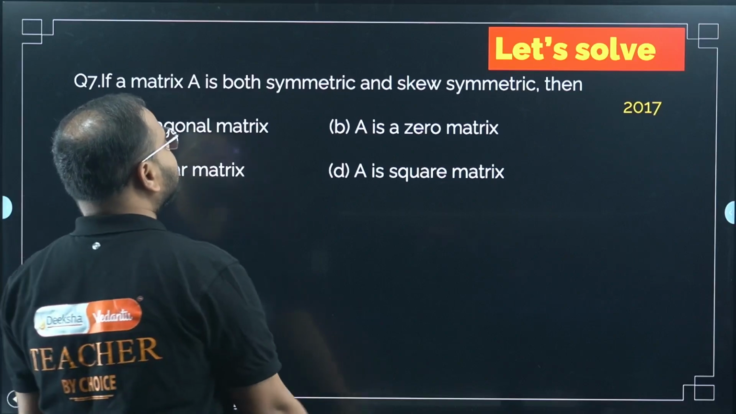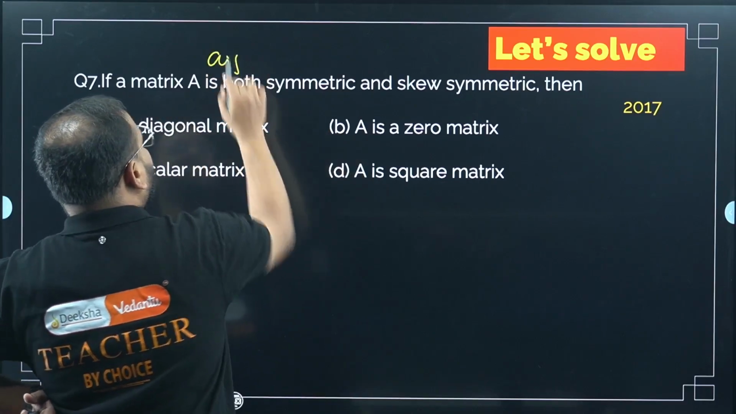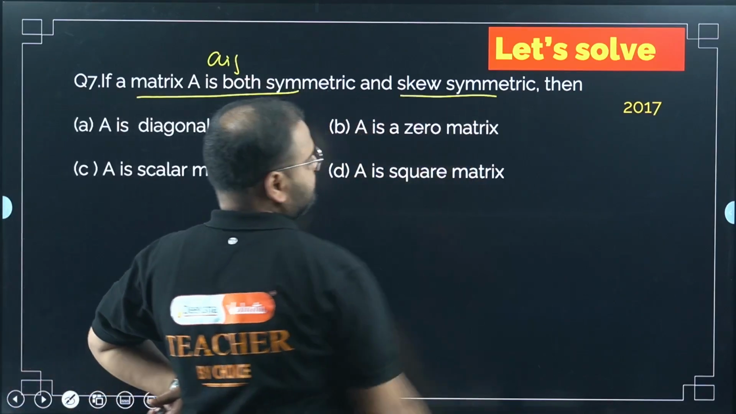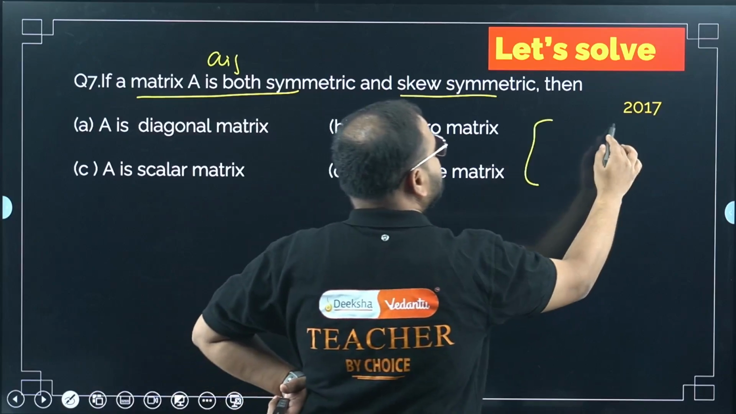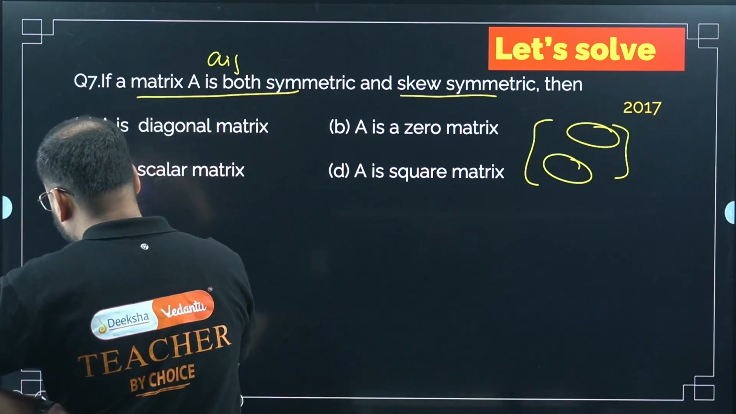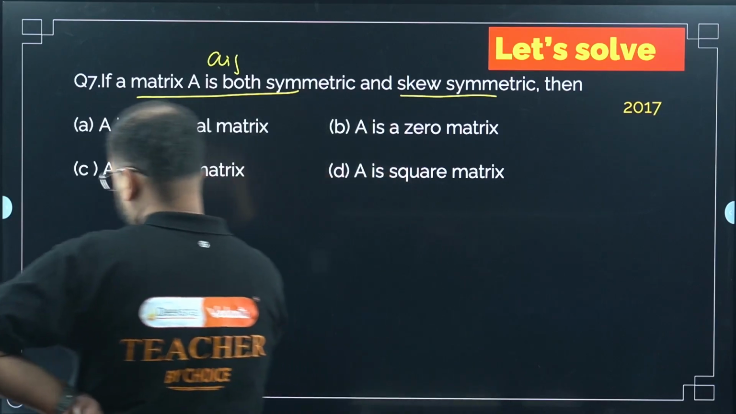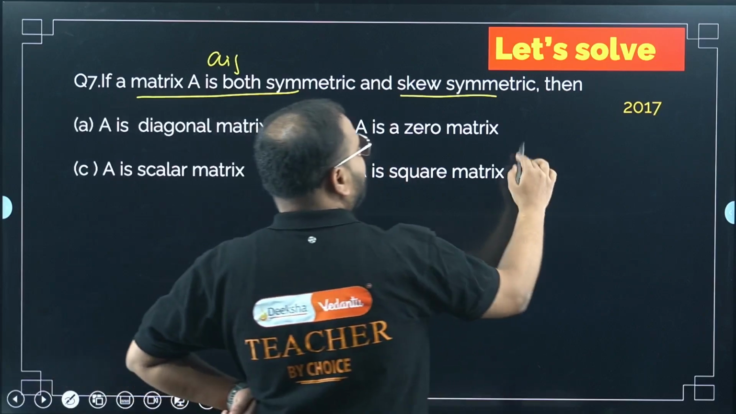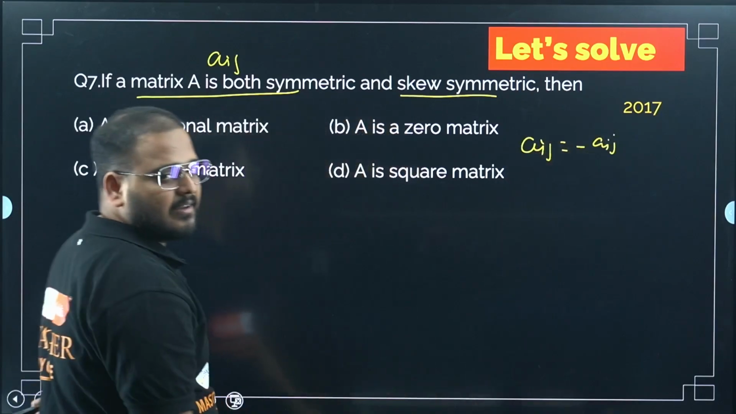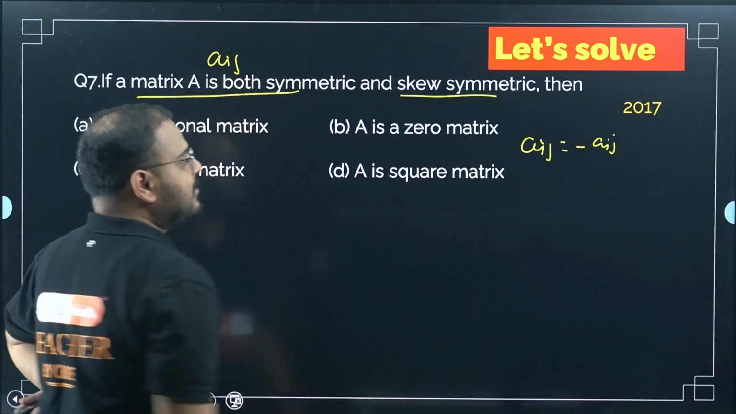Okay. What's the meaning of symmetric and skew symmetric? Please read the question. If A is both symmetric and skew symmetric. So symmetric means this part will be equal to this part. And what about skew symmetric? It means that Aij will be equal to negative of Aji. Correct, right? Remember this? So if Aij is the element of a matrix A, then this will be the condition.